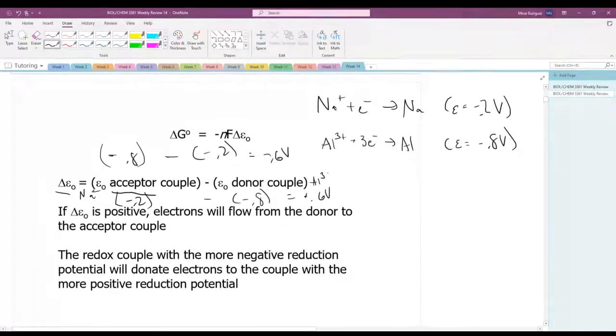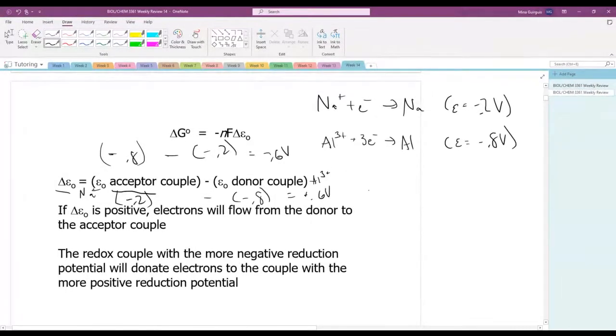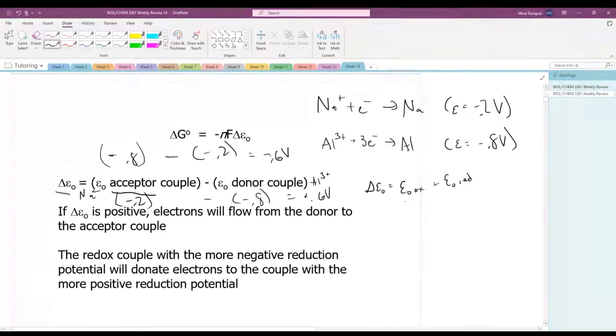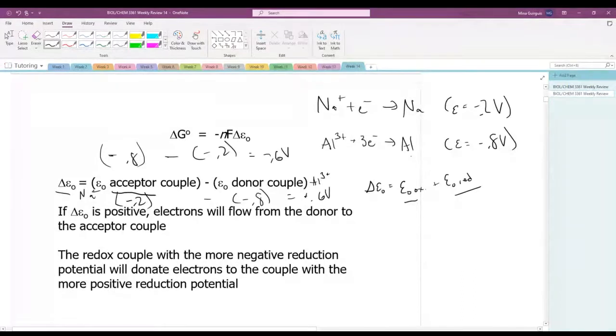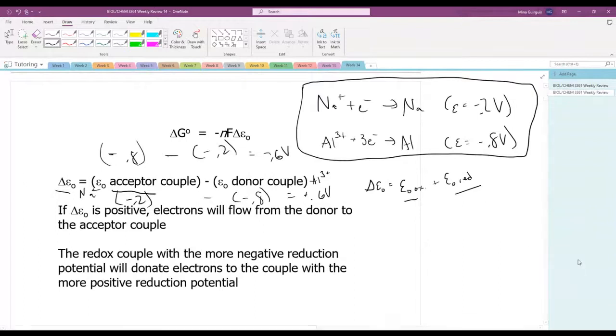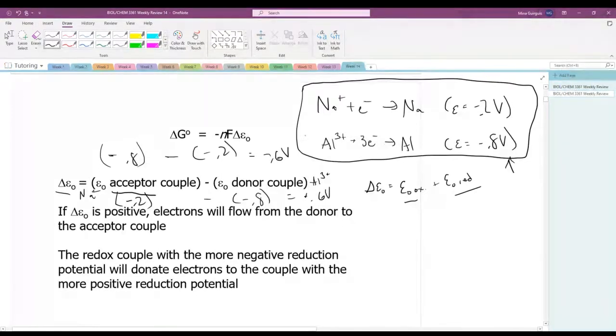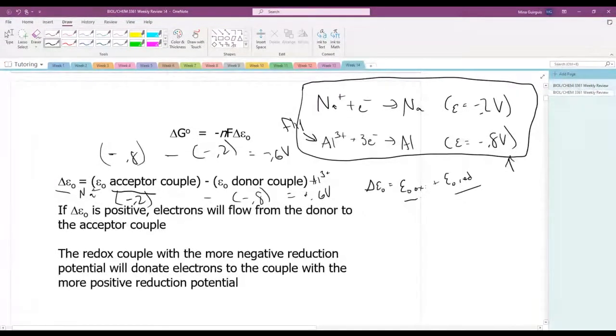Now again, this equation works, and again, I don't like it very much. The reason that I don't like it is because I think this is a better way to think of it, of oxidation and reduction. The formula that I've written out is the epsilon naught of the oxidation plus the epsilon naught of the reduction. When we look at these two formulas, you can tell me which one we have to flip in order to make a positive number, right? If I negate this number and make it positive, that will make this overall positive. And so therefore, I know I have to flip this equation.